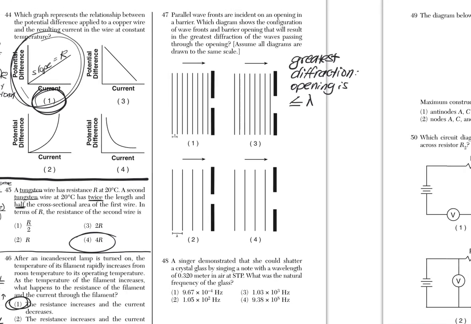So I want to choose one where the gap size is smaller than or equal to the wavelength of the wave. And I would say of the 4 choices, choice 2, where the gap size is about the same as the wavelength. In all of the other choices, 1, 3, and 4, the gap size is larger than the wavelength. So 47 would be choice 2.